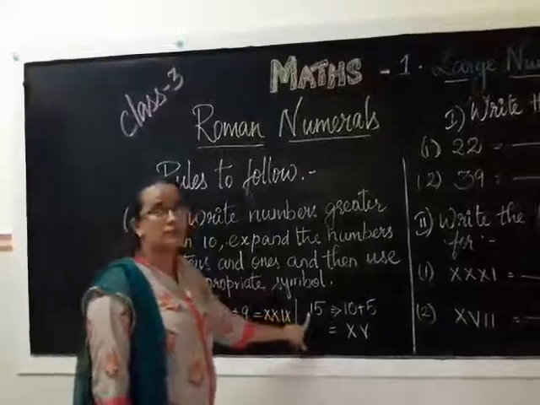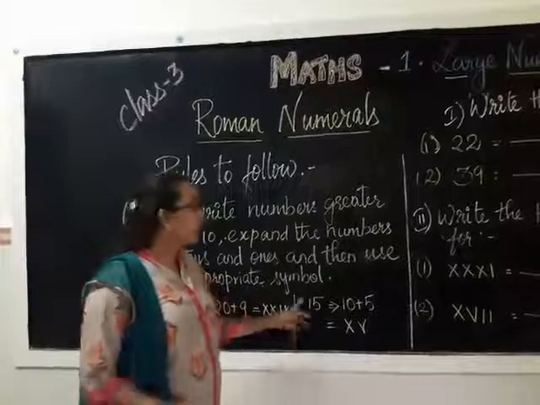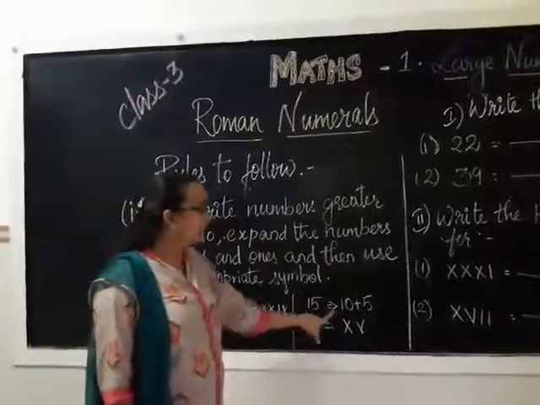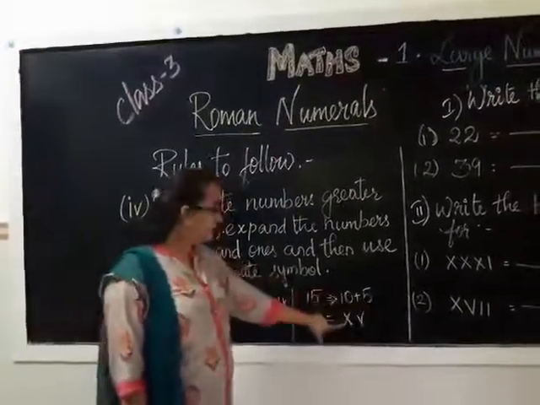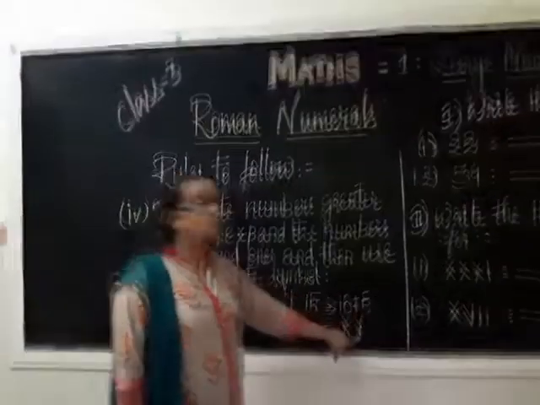So how will you write 15? It is more than 10, right? So you have to expand the number: 10 plus 5. So what is 10 plus 5? The symbol for 10 is X, and the symbol for 5 is V.